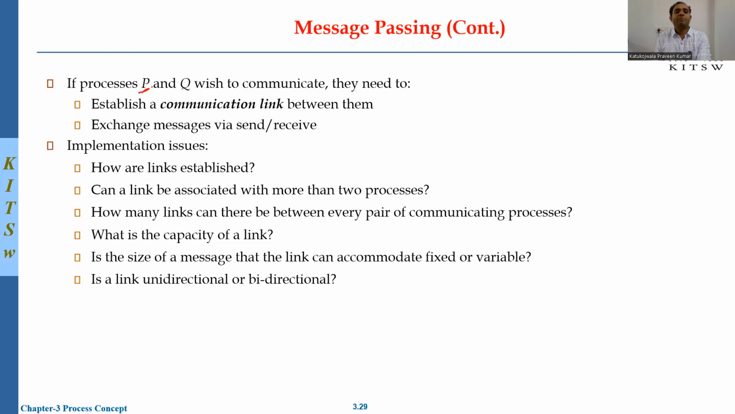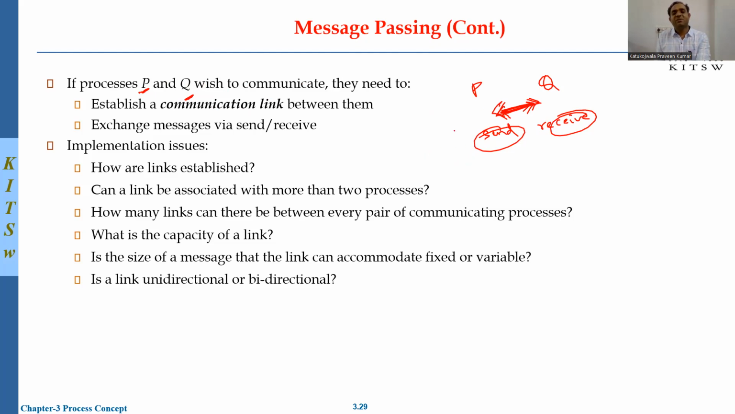If processes P and Q wish to communicate, what will happen? A communication link will be established, and they exchange messages via send or receive. There are two signals, send and receive, and via this send and receive, the communication is done.